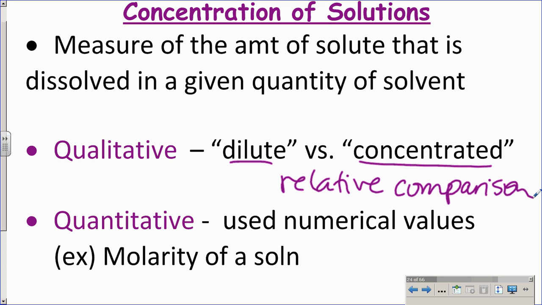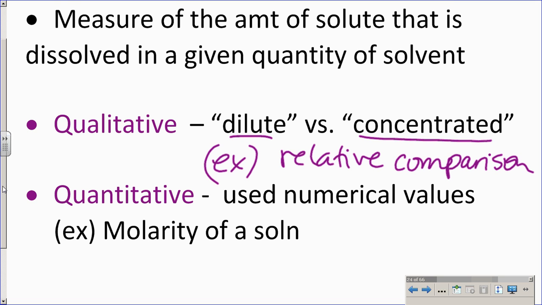There's no quantity given. We're just saying, oh, there's more in this one, there's less in this one. My best example is fossils. If you have 5 layers of rock, which is the oldest layer? Relatively it's the lower one, but you don't know if it's 10,000 years old or 100,000 years old. You don't know the number. It's just, oh, this one's older than this one. So that's what we say about dilute versus concentrated.